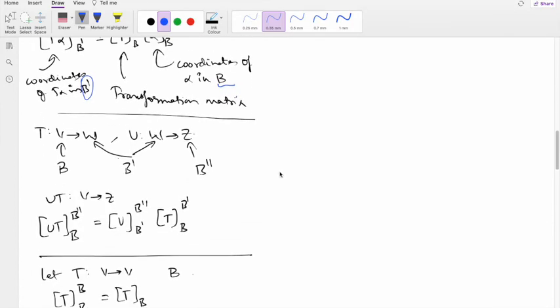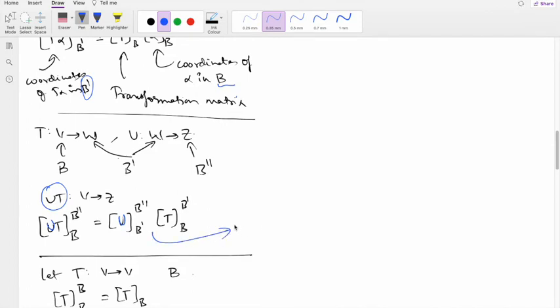So you can then look at what would happen if I want to do a composition of two transformations. For example, let's say I have a transformation T which goes from V to W, and U from W to Z. The basis I'm using for V is B, the basis for W is B dash, and the basis for Z is B double dash. So UT is a transformation which goes from V to Z. So the transformation matrix for UT, from B to B double dash, can be written as a matrix multiplication.